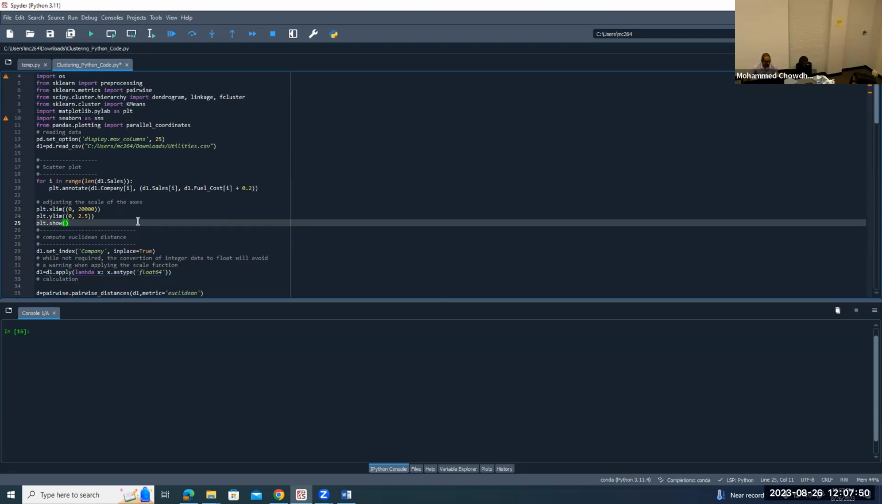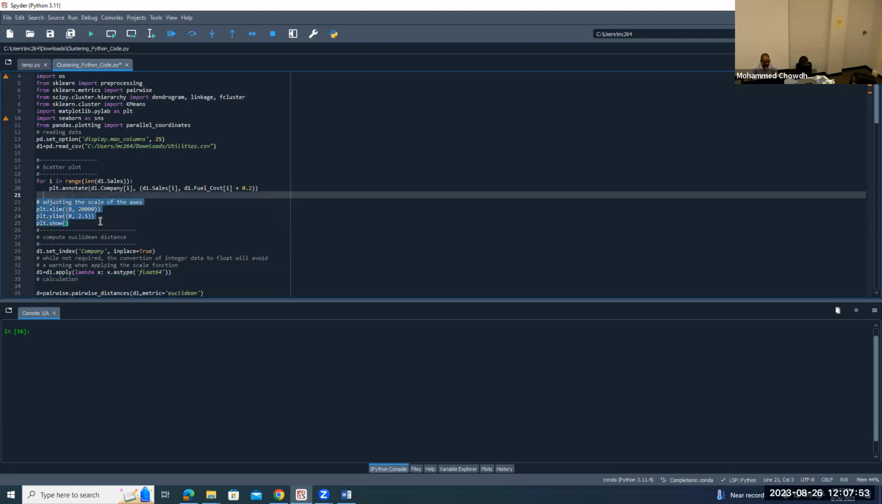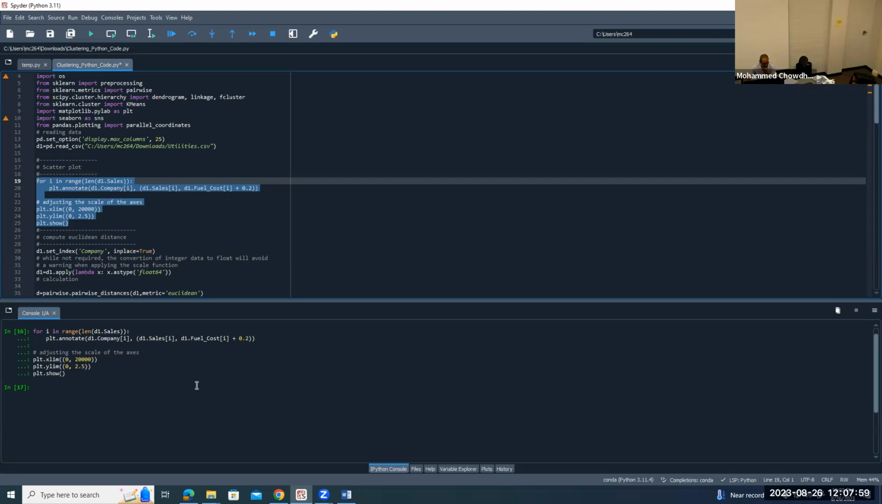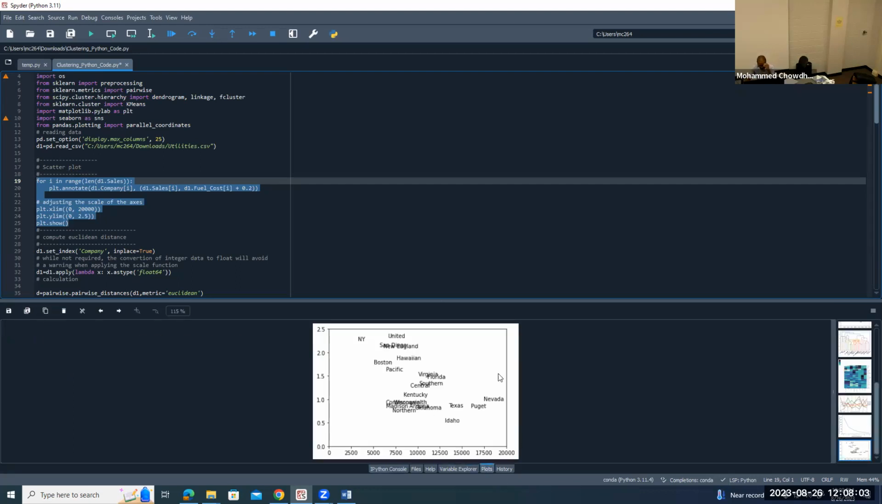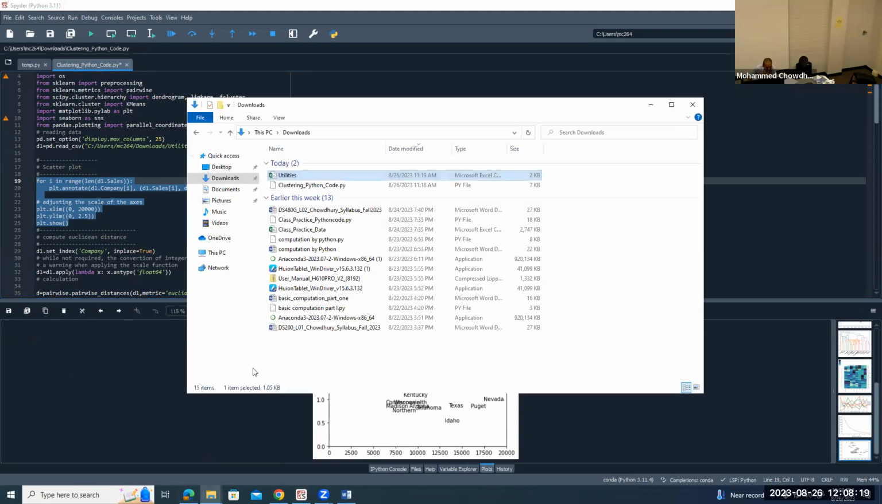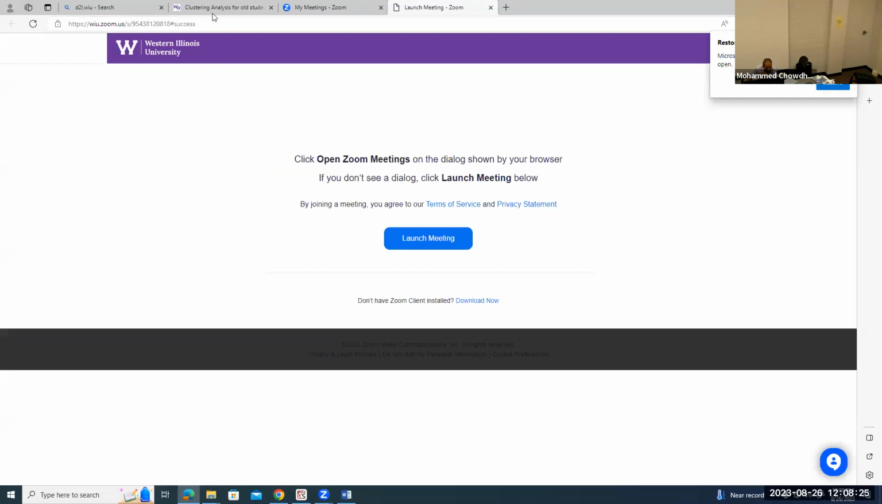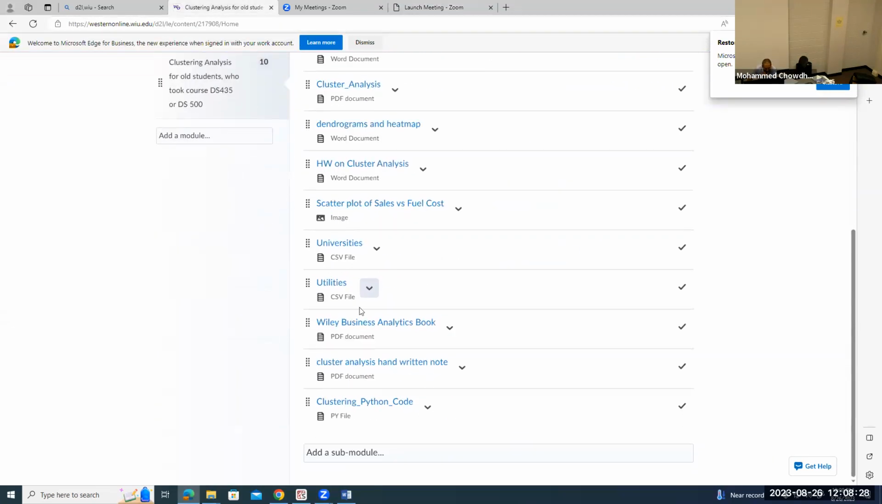Okay, let me start from there. First of all, we want to take a look at this figure. From this figure, we see there is a high concentration of the companies in here. Another concentration is in there. Another concentration is in there. So let me open the figure from the materials that I had. I think maybe it could be in cluster analysis, handwritten note, utilities, and scatter plot of fuel cost here.